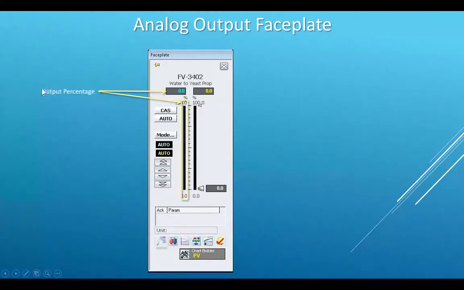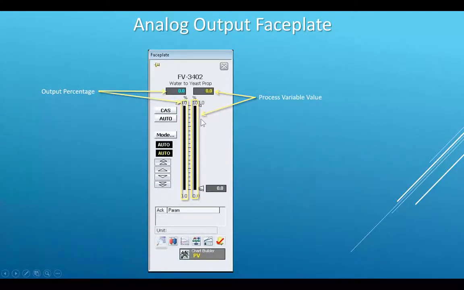So the output percentage is what the valve position is at that point in time. In this case, FV flow valve 3402 water to the east prop right now is at 0%. So it's a closed valve.